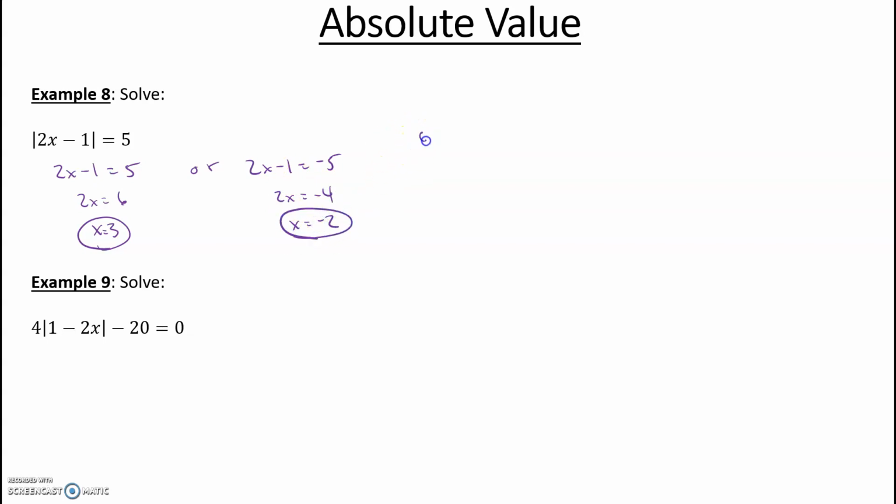You do want to check these, so let's go ahead and check them. What do we got? 2 times 3 is 6 minus 1, and the absolute value of 5 is 5. The other one, let's see. Absolute value of 2 times negative 2 is negative 4 minus 1. And the absolute value of negative 5 is 5. So we're good.